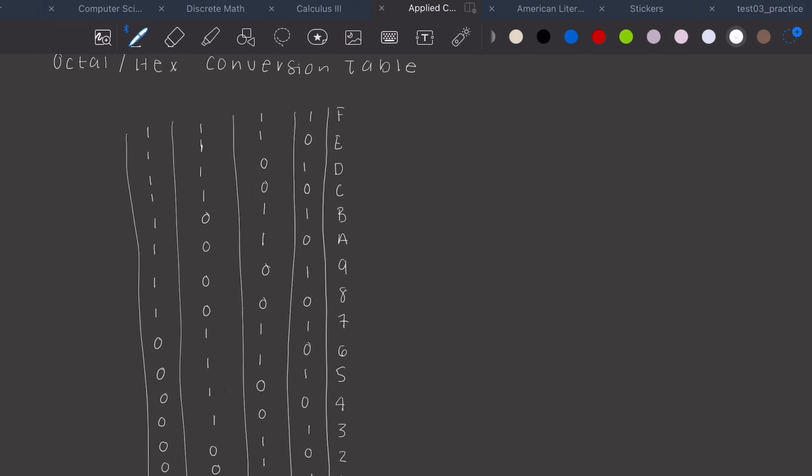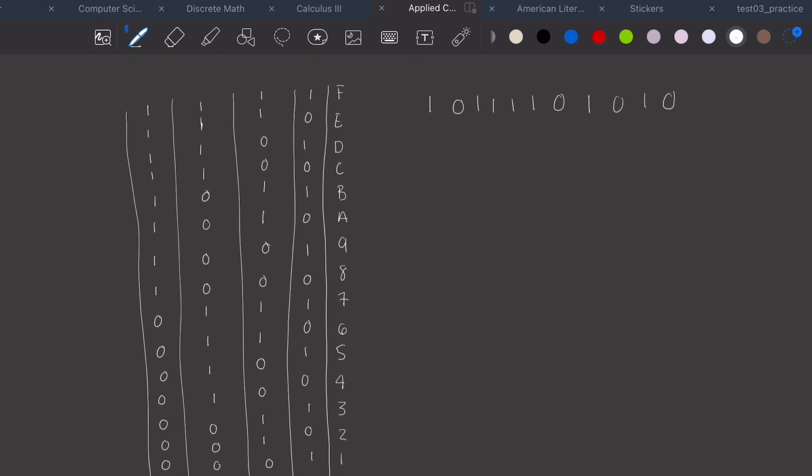So now I will be doing a conversion from binary to hex, and then from hex to binary. I'm just going to start off with a random binary number. I'll just do 1 0 1 1 1 1 0 1 0 1 0. When doing conversions to hex, we're actually going to use all 4 rows.